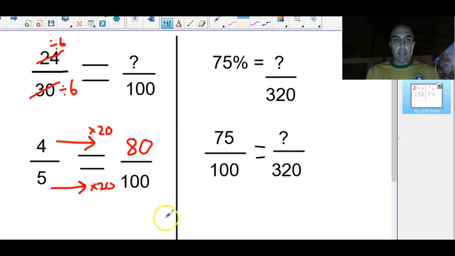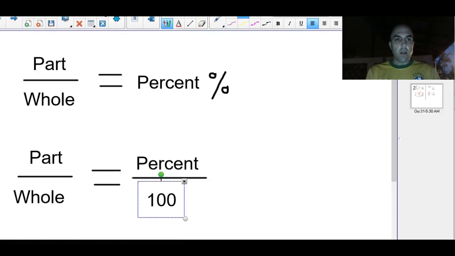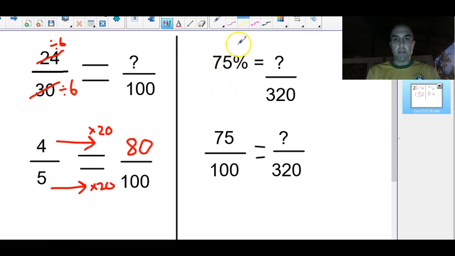So again, going back to our slide, we know the whole, we know the percent. What we're missing is the part. One of the ways that you can solve this is a proportion. It's again not the only way, but it's one of the ways. So we know that 75% of families were represented, and that is a certain number of families out of 320. If I understand that percent means out of 100, I can say that 75 out of 100 equals a certain number out of 320.